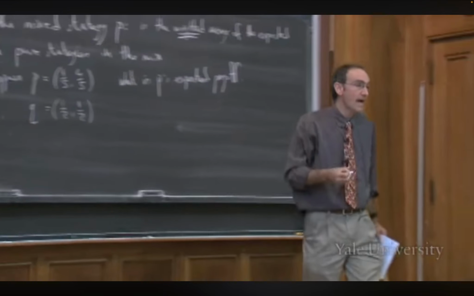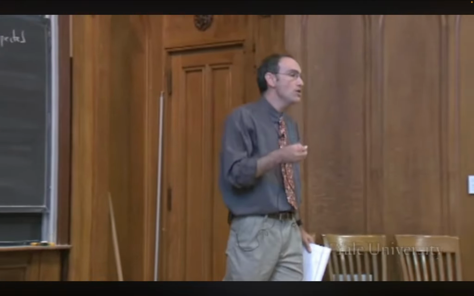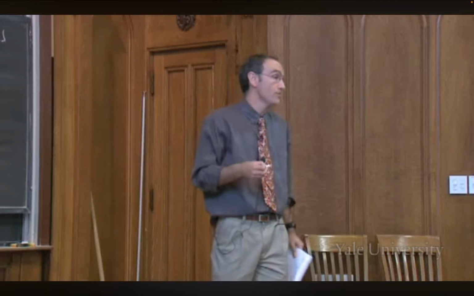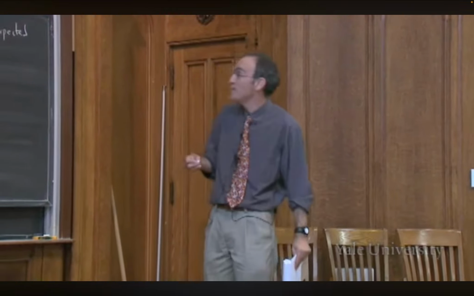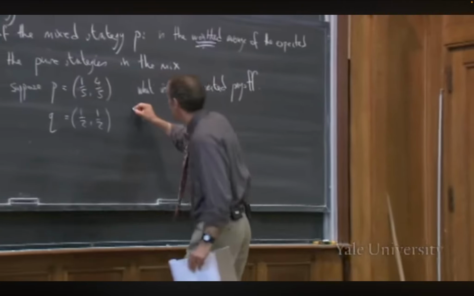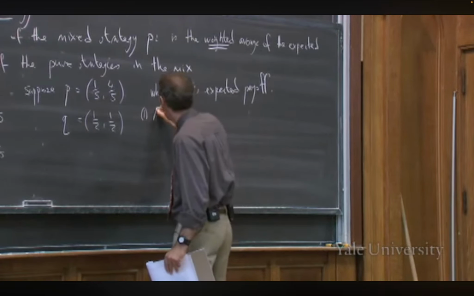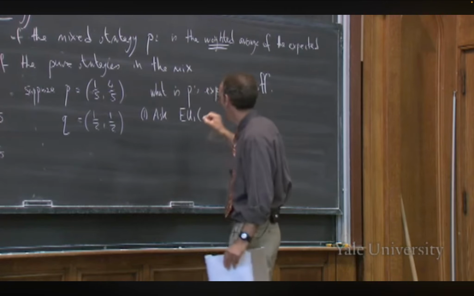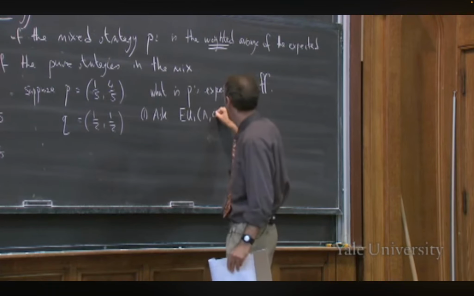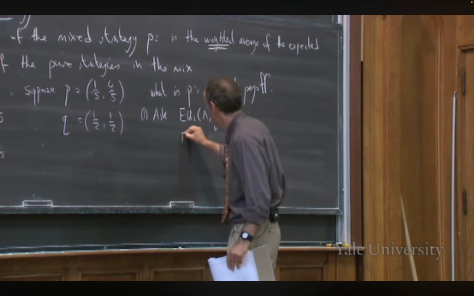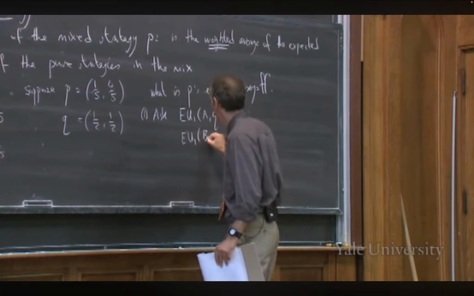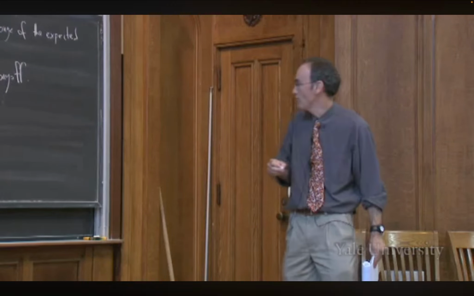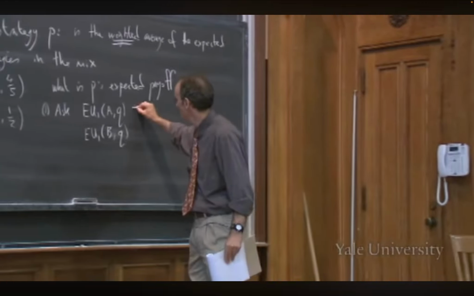The way I'm going to do that is I'm first of all going to ask, what is the expected payoff of each of the pure strategies that P involves? So the first step is to ask, what is the expected payoff for player 1 of playing A against Q? And what is the expected payoff for player 1 of playing B against Q? That'll be our first question, and we'll come back and construct the payoff for P.